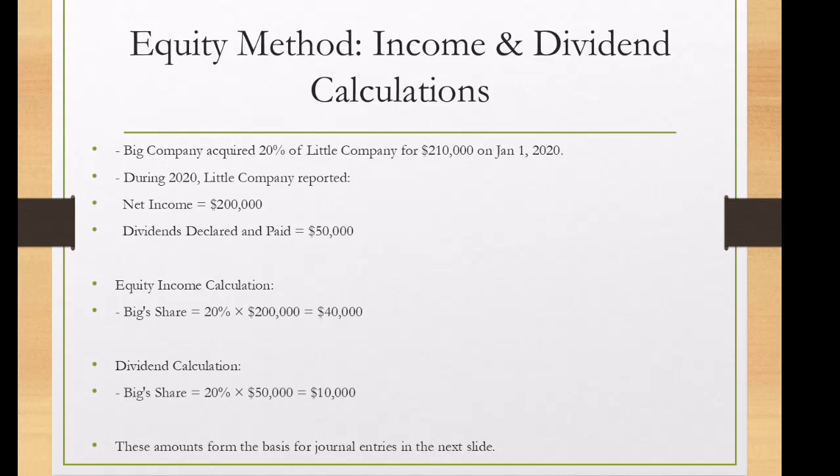This amount represents a return of investment, so Big will eventually reduce its investment account by $10,000 when the dividend is declared and adjust its cash when the dividend is received. These calculations form the foundation for the journal entries, which we'll look at in the next slide.